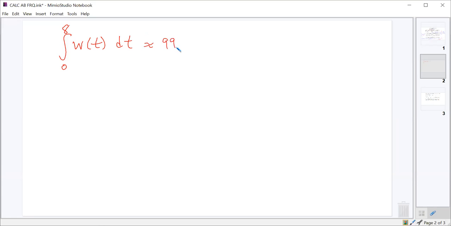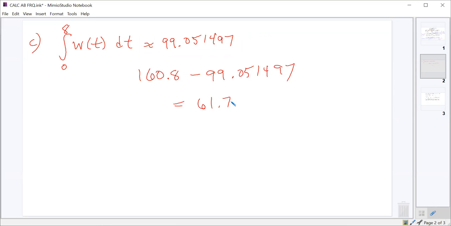About 99.051497. And so all we need to do to figure out how much is left is take our 160.8, I think. Yeah, 160.8, and subtract the amount that spoils, and that gives us 61.749 cubic feet.